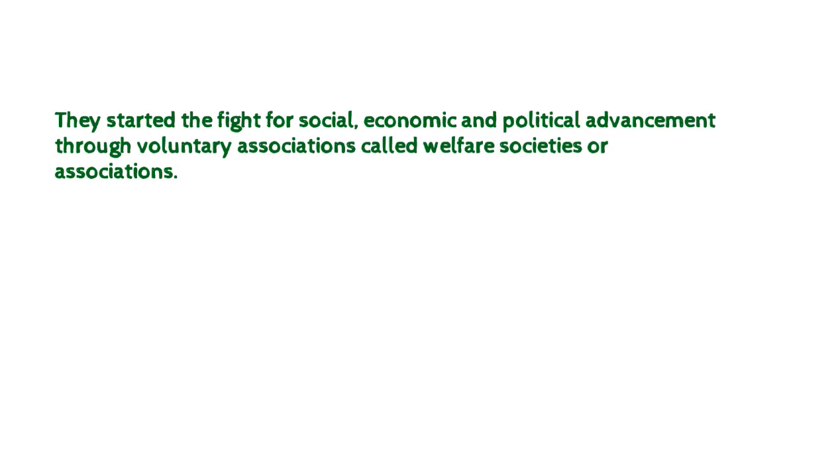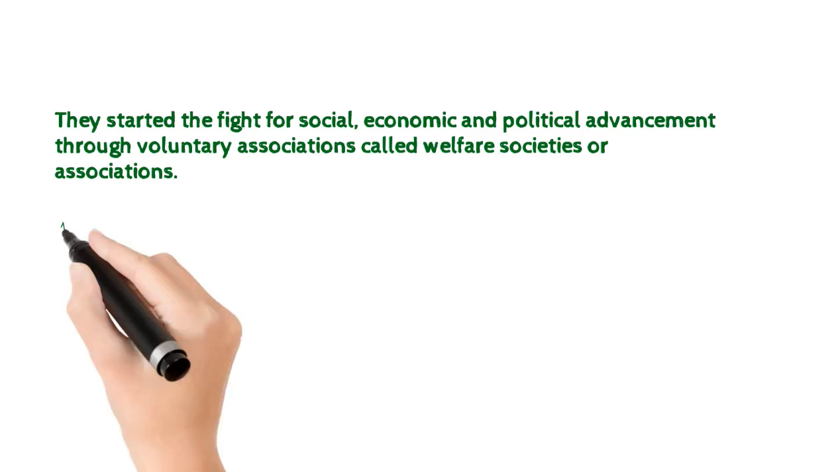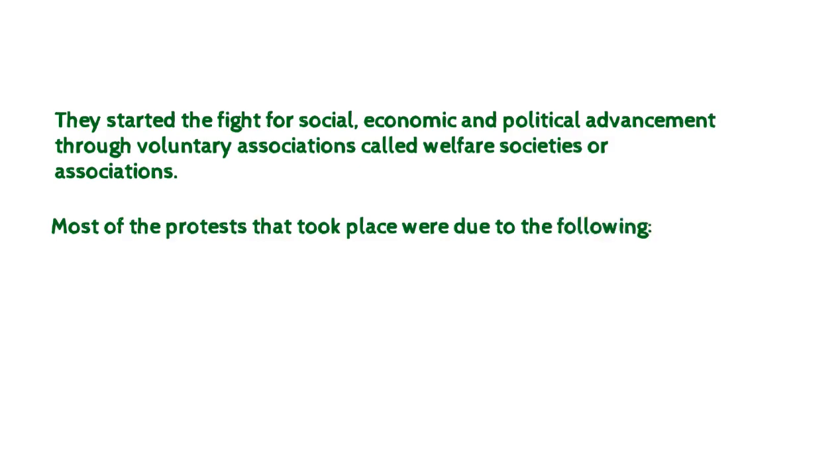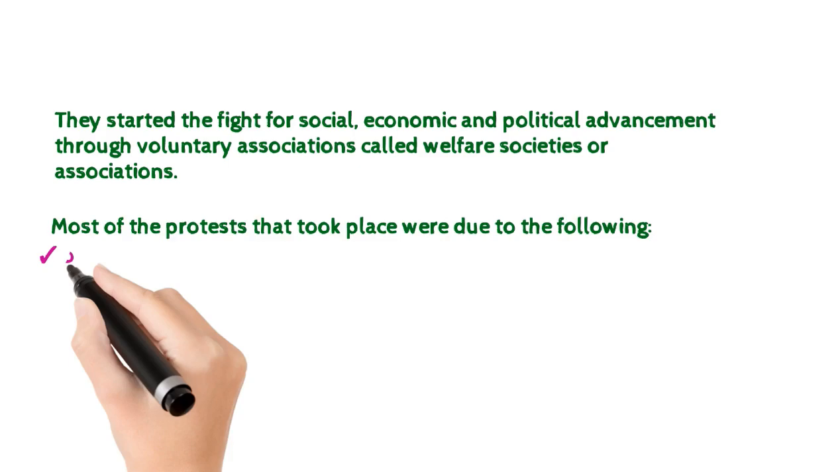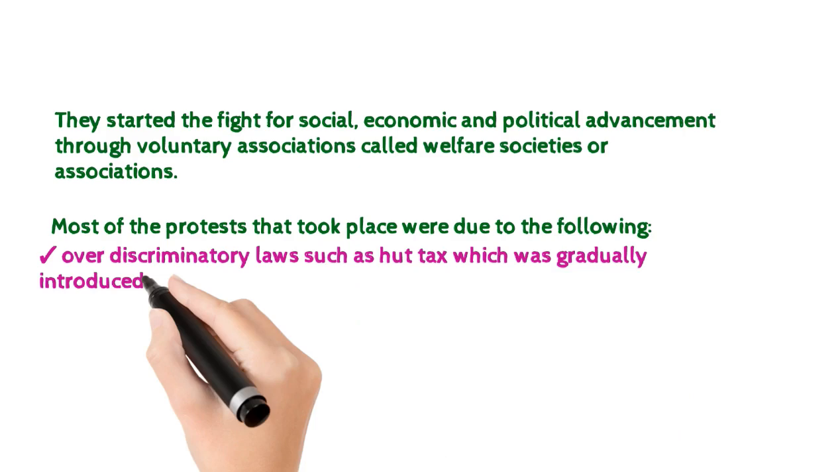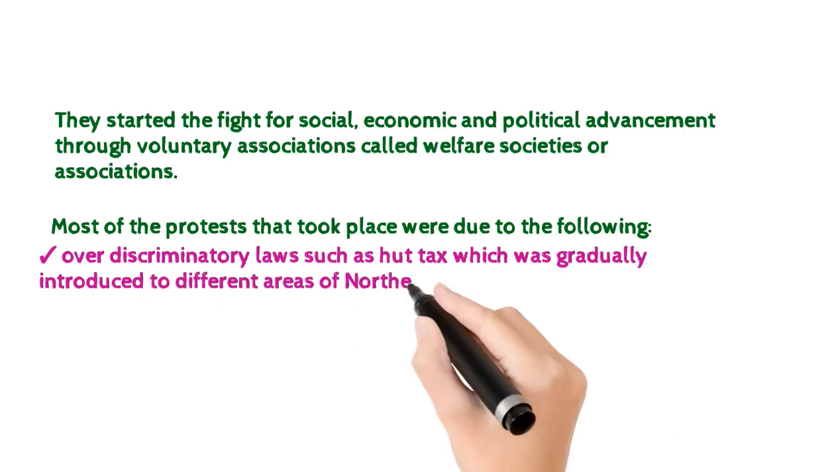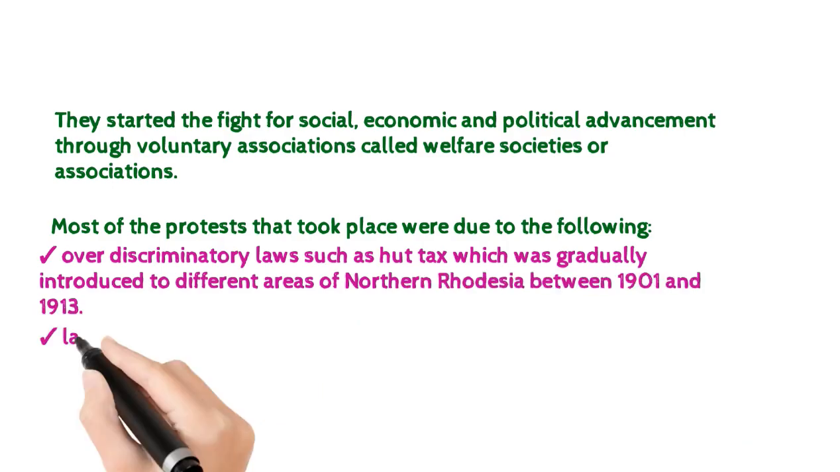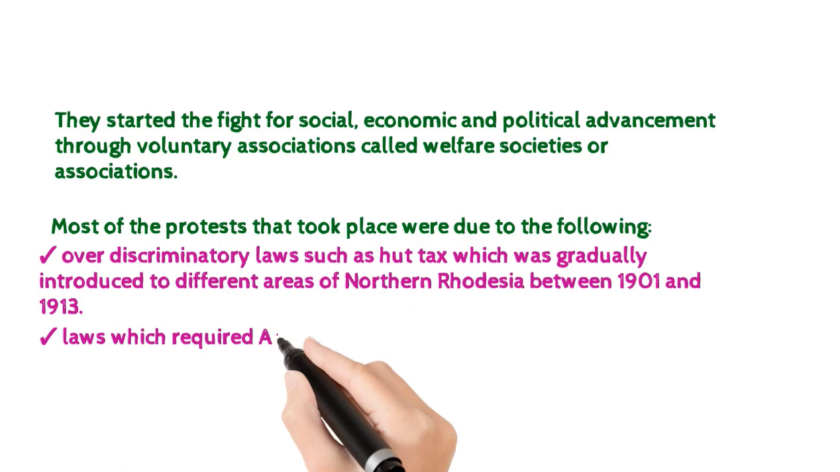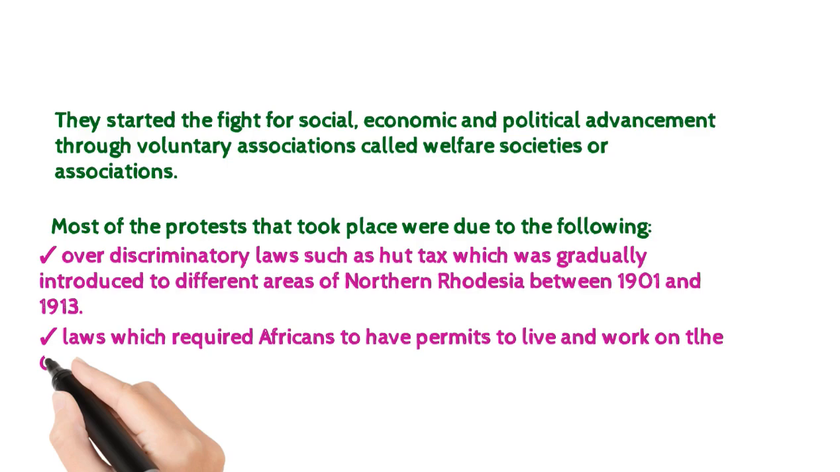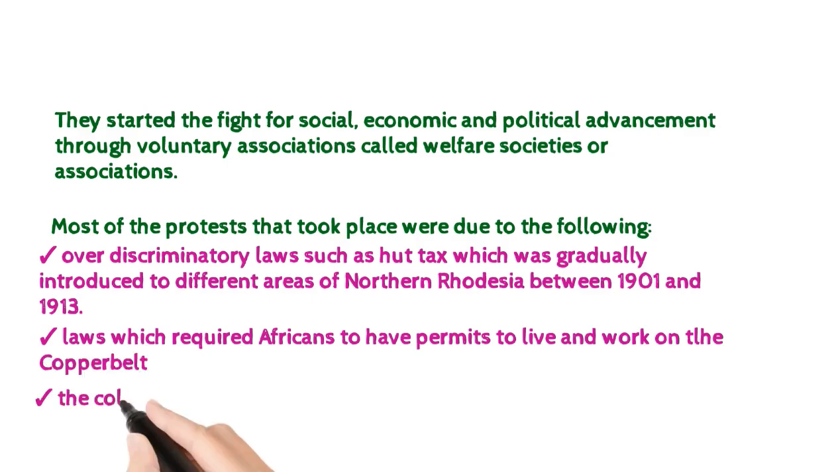A number of these welfare associations on the Copper Belt were involved in the 1935 disturbances. Most of the protests that took place were over discriminatory laws such as the hut tax, which was gradually introduced in different areas of Northern Rhodesia between 1901 and 1913. Laws which required Africans to have permits to live and work on the Copper Belt. And lastly, the color bar.